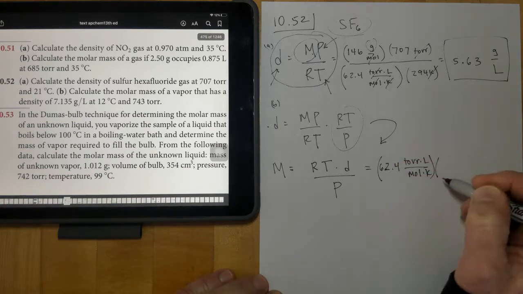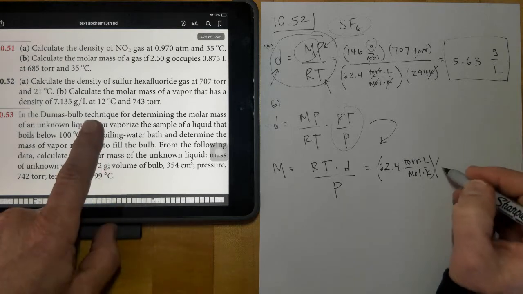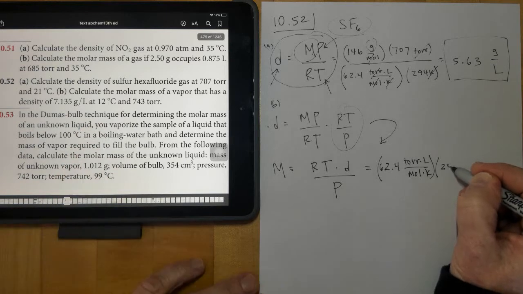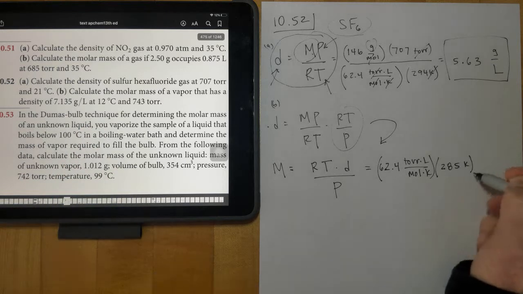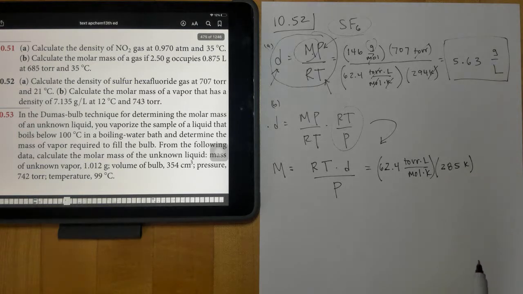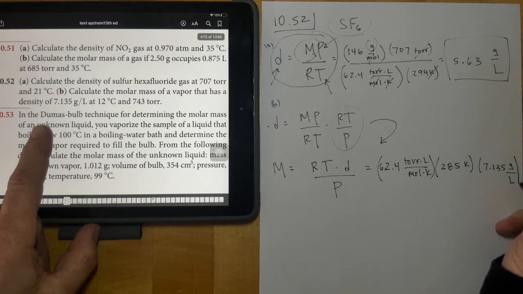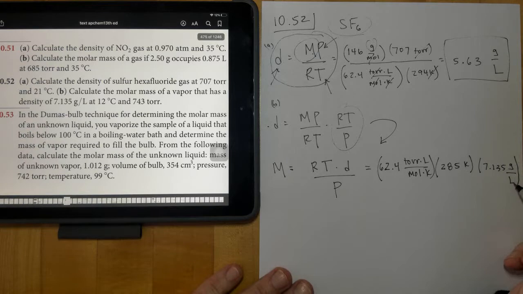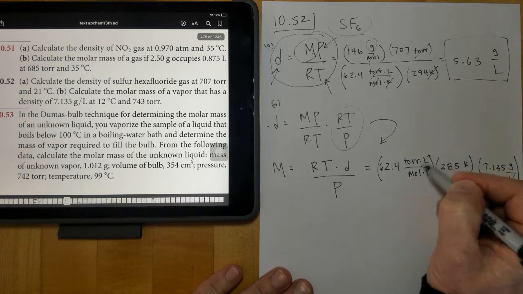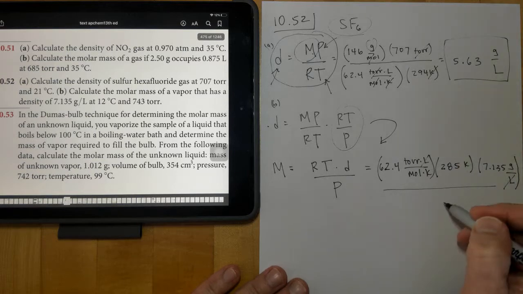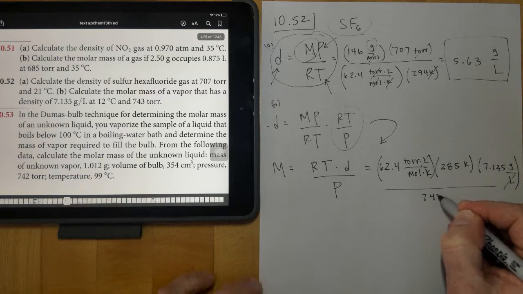The temperature would be 12 degrees Celsius plus 273, so that would be 285 Kelvins. And then our density, they tell us, is 7.135 grams per liter. Watch those units. That has to be in grams per liter because you need your liters to cancel with your liters, and then you need grams per mole to end up. And then our pressure is in torr, which is 743 torr.